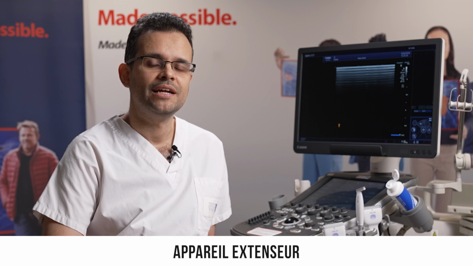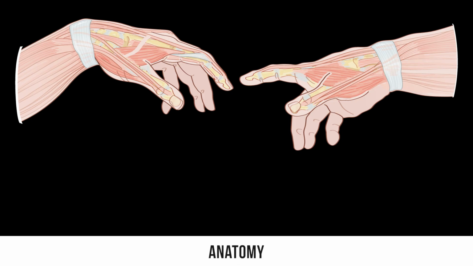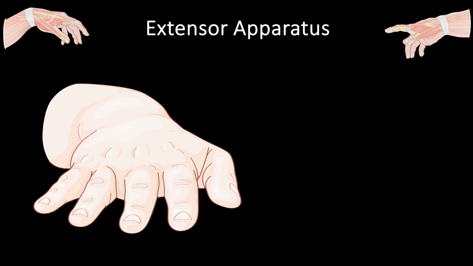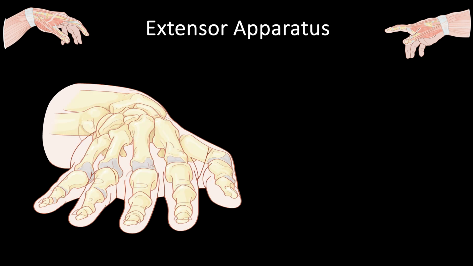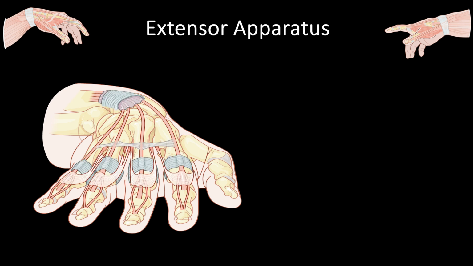Welcome to this section dedicated to the extensor apparatus. We will start with a few key anatomical reminders about the extensor system. Here is the dorsal side of the hand, showing the bony structures, followed by the extensor tendons that run superficially over them. The extensor apparatus is a complex system of anchoring and stabilizing structures arranged in a series along the extensor tendons, which we will examine in detail one by one.